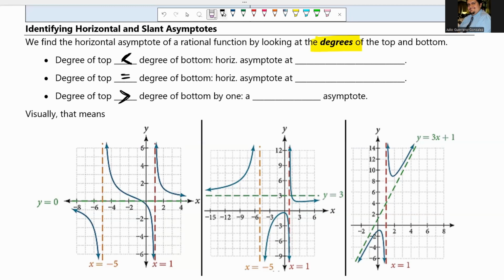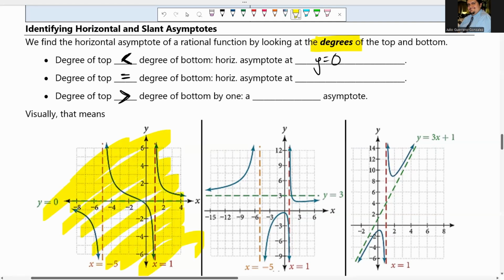Suppose the degree of the top is smaller than the degree of the bottom. So you have something that looks like this: an x to the 7th plus stuff divided by an x to the 10th plus stuff. You notice how the degree of the bottom is bigger than the degree of the top. Whenever you have something like that, you automatically know that your horizontal asymptote is going to be at y equals 0. So you're going to have something that looks like the one on the very left-hand side.